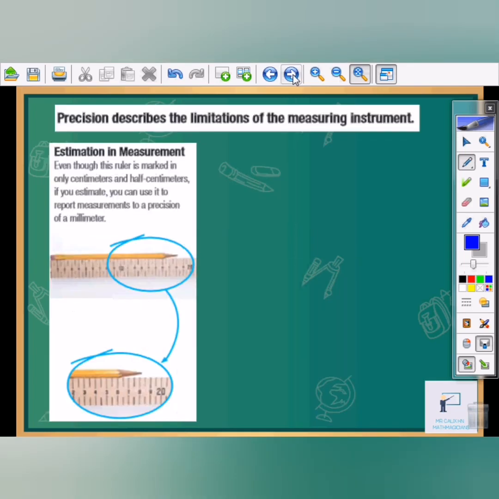The next slide is: precision describes the limitations of the measuring instruments. Precision describes how exact a measurement is, okay, as we said in the last slide. Estimation is not guessing a number. Estimation means using prior experience and physical reasoning to arrive at a rough idea of a quantity value, as seen here. What you see here is that you can make an estimation because you already had a rough idea of what a centimeter or an inch is. Let's continue with the next part of the video.